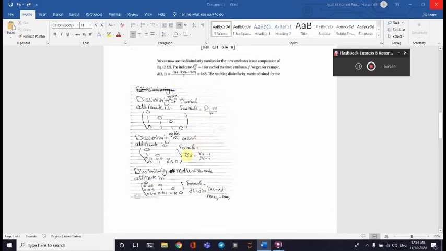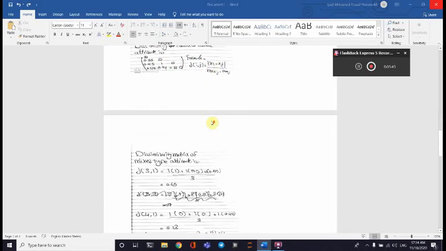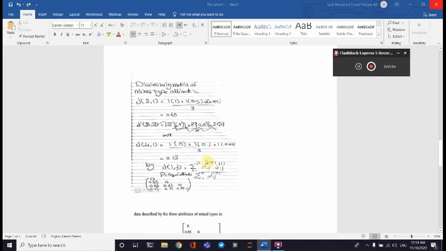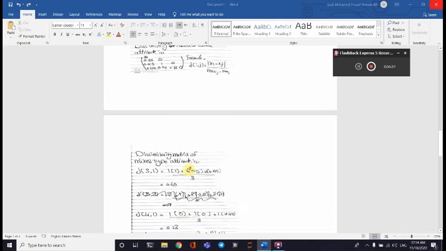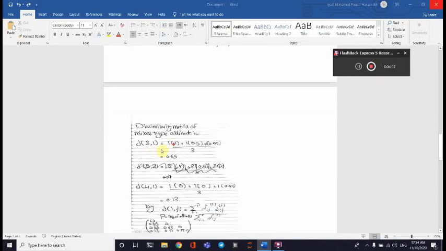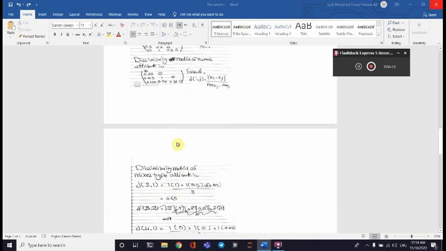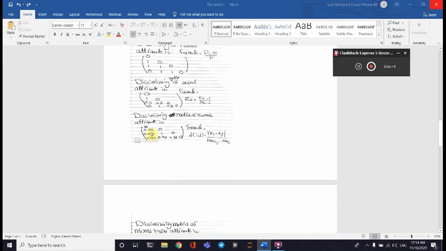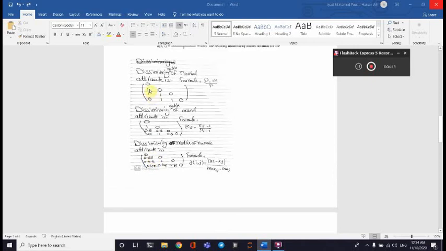After getting all the dissimilarity matrices, then you need to combine all 3 into 1. And how are you going to do that? By using this formula. So what you need to do here is, for each of these 3 matrices, you're going to get each element in each matrix.